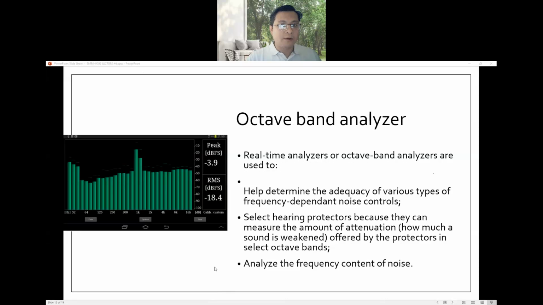Octave band analyzers, real-time analyzers, are used to help determine the adequacy of various types of frequency dependent noise control. They help select hearing protectors because they can measure the amount of attenuation, how much a sound is weakened, offered by the protector in selected octave bands. They analyze the frequency content of noise.